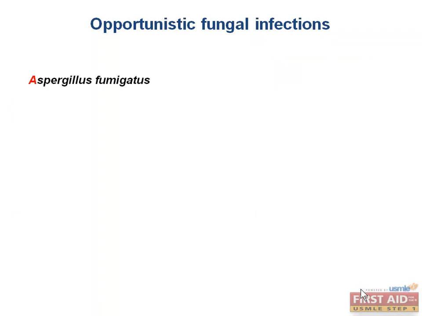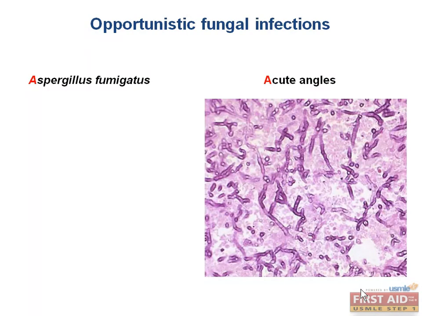Aspergillus fumigatus is a fungus that causes various lung diseases in immunocompromised hosts. You'll need to know what Aspergillus looks like because often you'll be shown a stain and asked to identify the type of fungus. Aspergillus is found in acutely branching angles, usually what appears to be about 45 degrees. Here's a stained micrograph showing those acutely angled branching angles. Now, note here that these angles, again, they're acute.